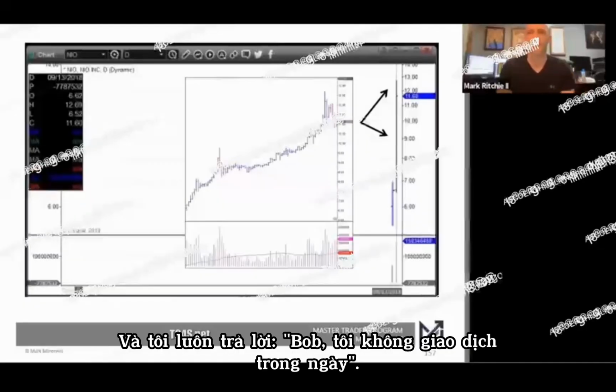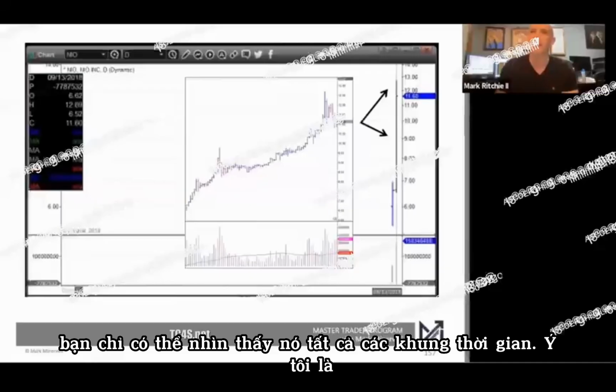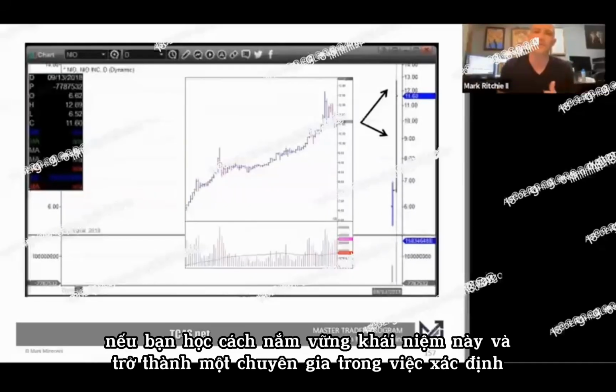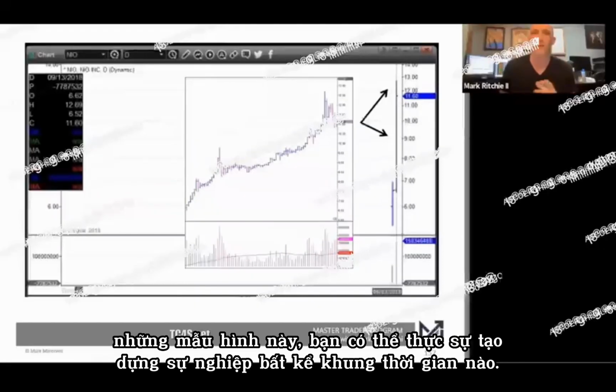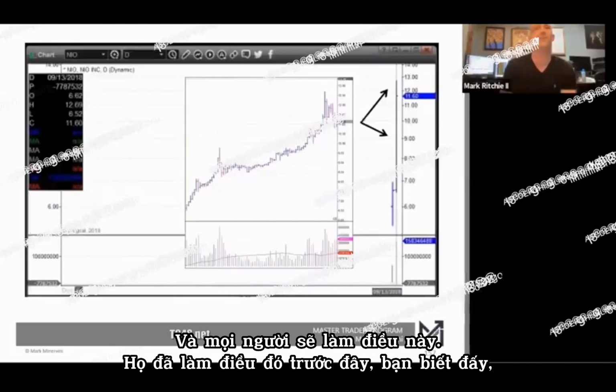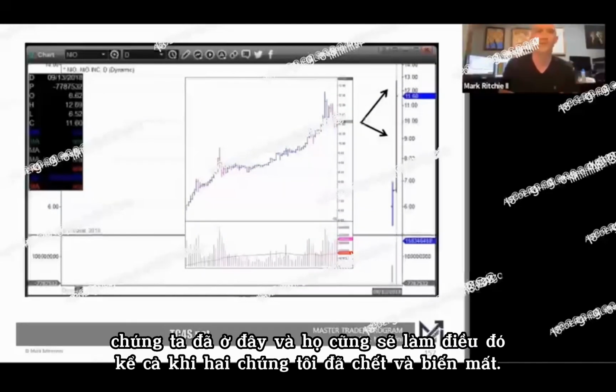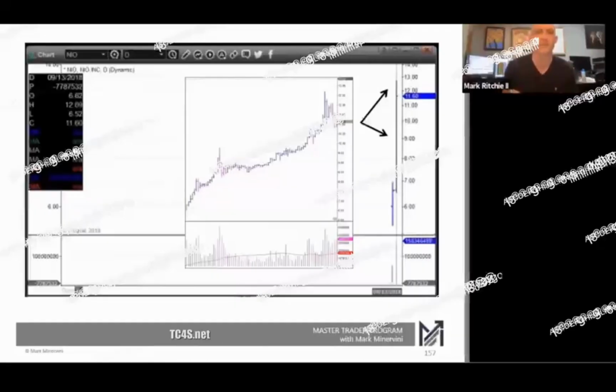And I'm always like, "Bob, I don't day trade, of course," but you just see it all the time. If you learn to master this concept and become a specialist in identifying these areas, you can make a career really regardless of time frame. And people will be doing this. They've been doing it before we were here, and they'll be doing it when both of us are dead and gone. This is a timeless principle.